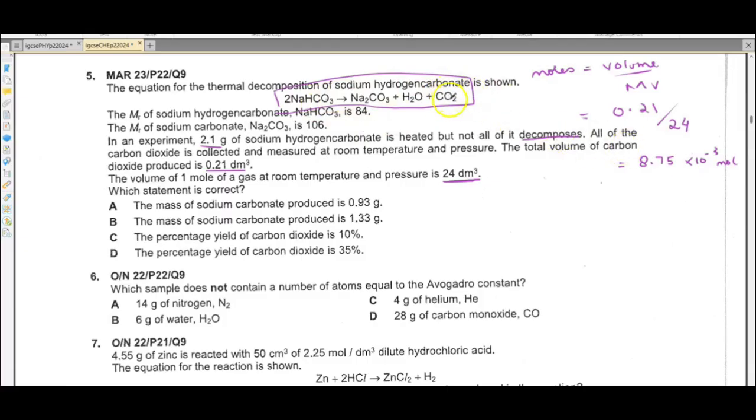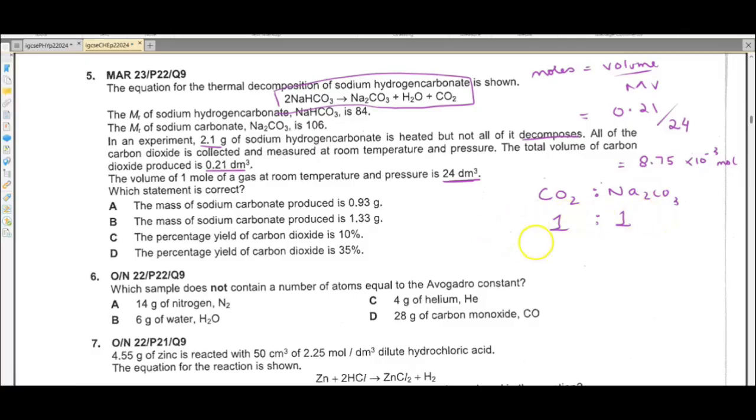So with the help of CO2 now, we can find the number of moles of Na2CO3. So how are we going to do it? We are going to write CO2 and Na2CO3 over here. And we know that the number of moles for carbon dioxide and Na2CO3 are equal. So this means that the number of moles of carbon dioxide would be equal to the number of moles of Na2CO3.